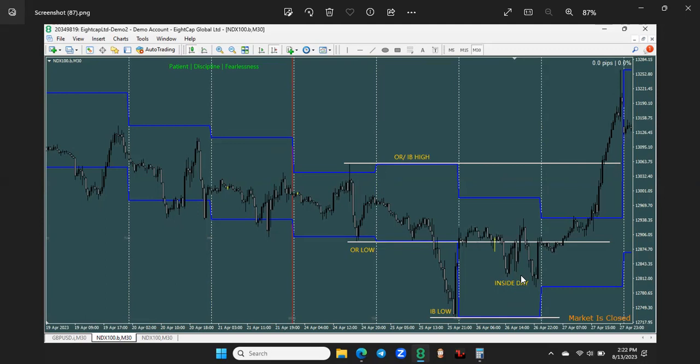Now, on Wednesday, price closed below the opening range low once again. We close below the opening range low, and also Wednesday is once again a signal day, giving us an inside day. Why? Because we close on the inside of our initial balance high and our initial balance low.